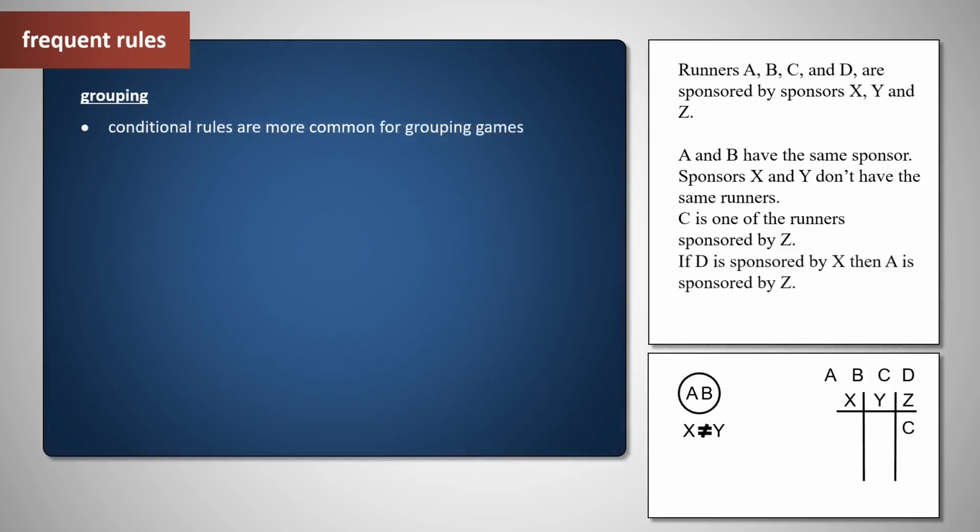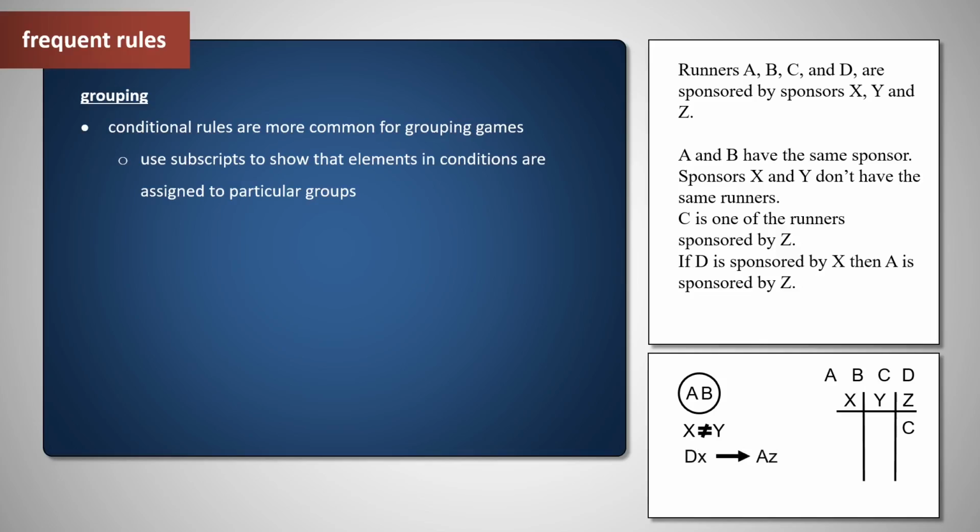Okay, likewise, you'll find that conditional rules are actually more common for grouping games. If you look over on the right, we see that we added a new rule at the bottom. It says that if D is sponsored by X, then A is sponsored by Z. In these situations, you can use subscripts to show that the elements in the conditions are assigned to particular groups. Now, what does that mean? Well, I have it down here. I just drew D subscript X arrow A subscript Z.